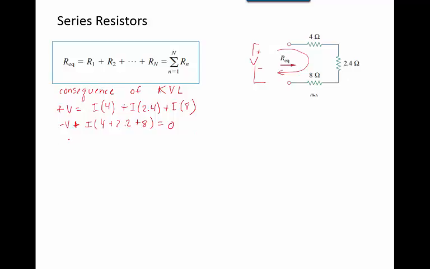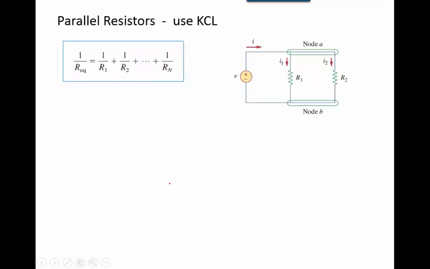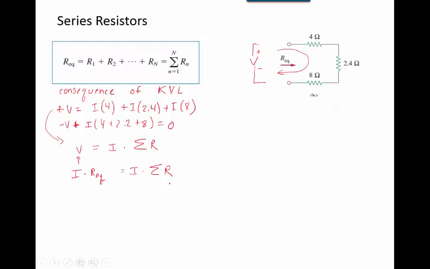So rearranging the terms, I get that V equals I times the sum of all the resistances. So this V, you can say that that's equivalent to an I times R equivalent, which equals I times the sum of all the resistances. So you use Kirchhoff's voltage law to prove this relationship, basically. So resistors in series add up.